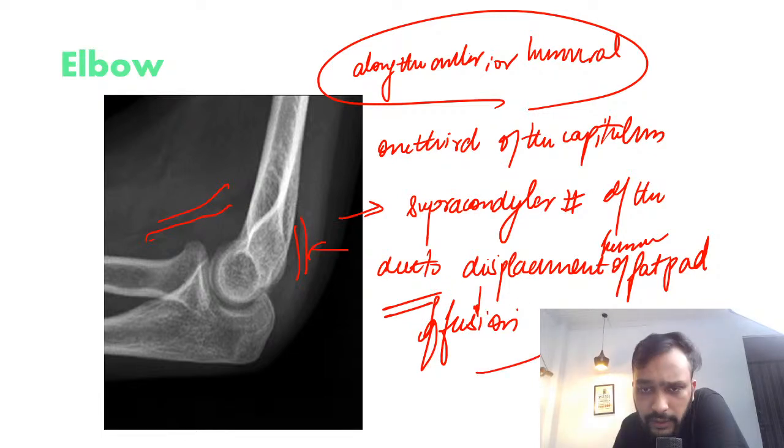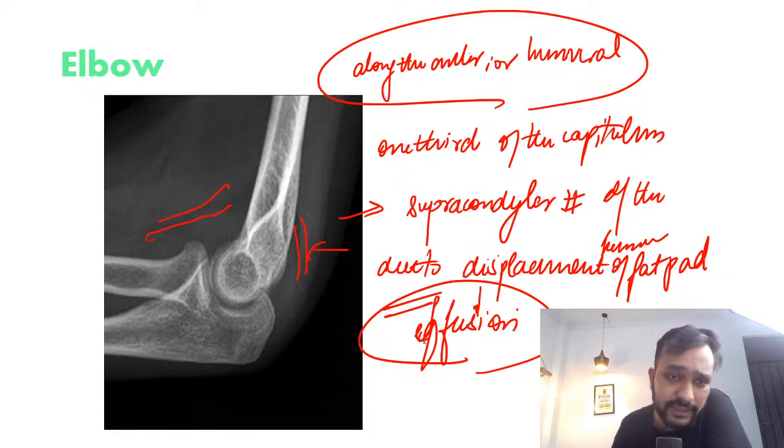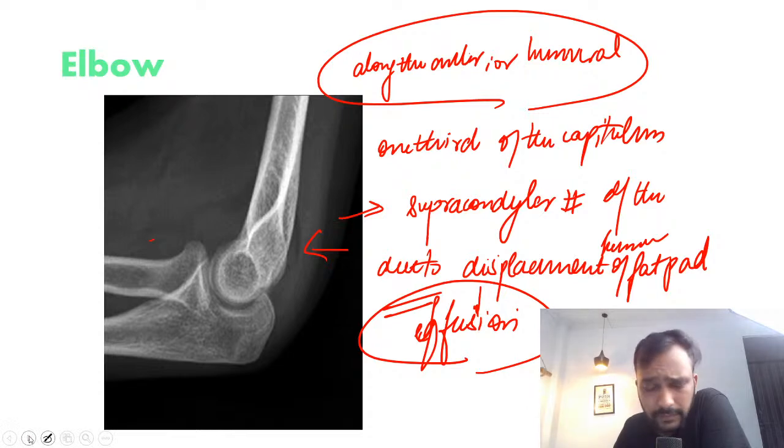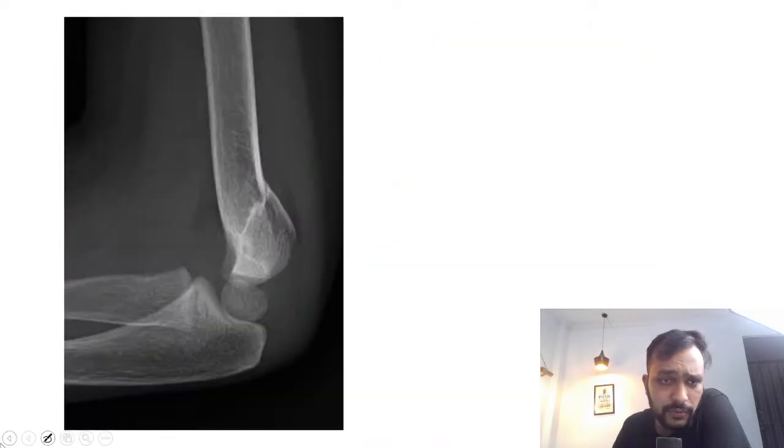And guys, one of the causes for the effusion can be a fracture. So there can be a subtle fracture involving your elbow joint. We cannot rule out the possibility that there is no fracture in this elbow joint.